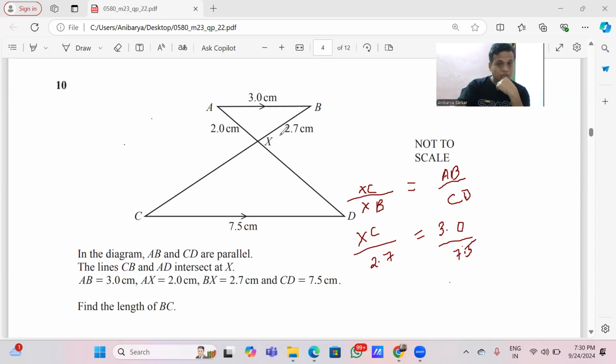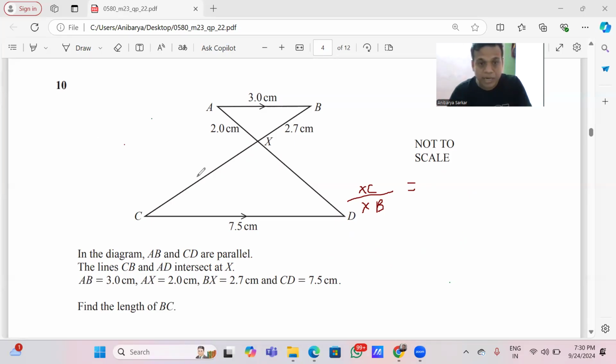Sorry, just a minute. First we choose the greater triangle. So here we also choose the greater triangle first. So in the greater triangle this side is CD, and in the smaller triangle this side is AB. Now I put the values.